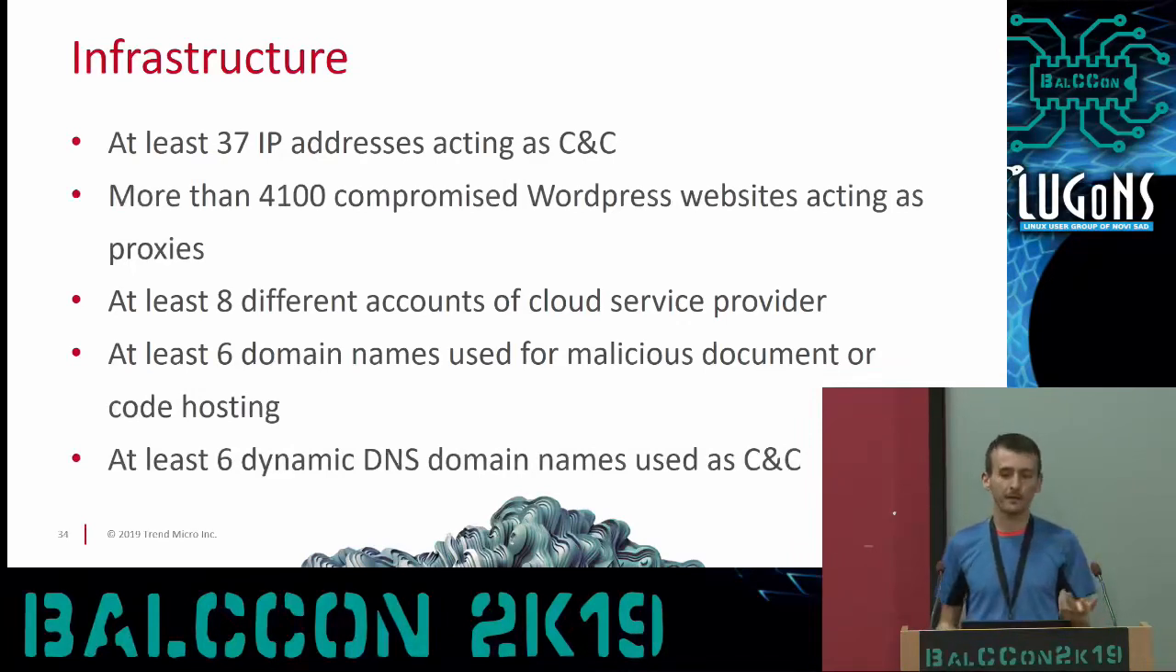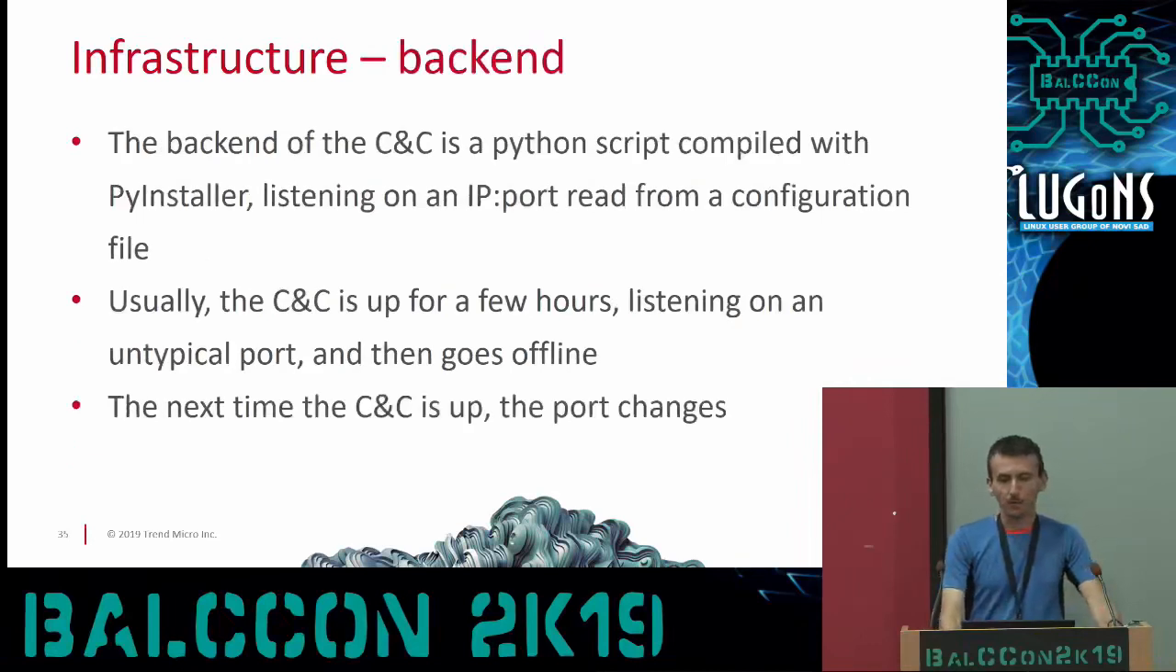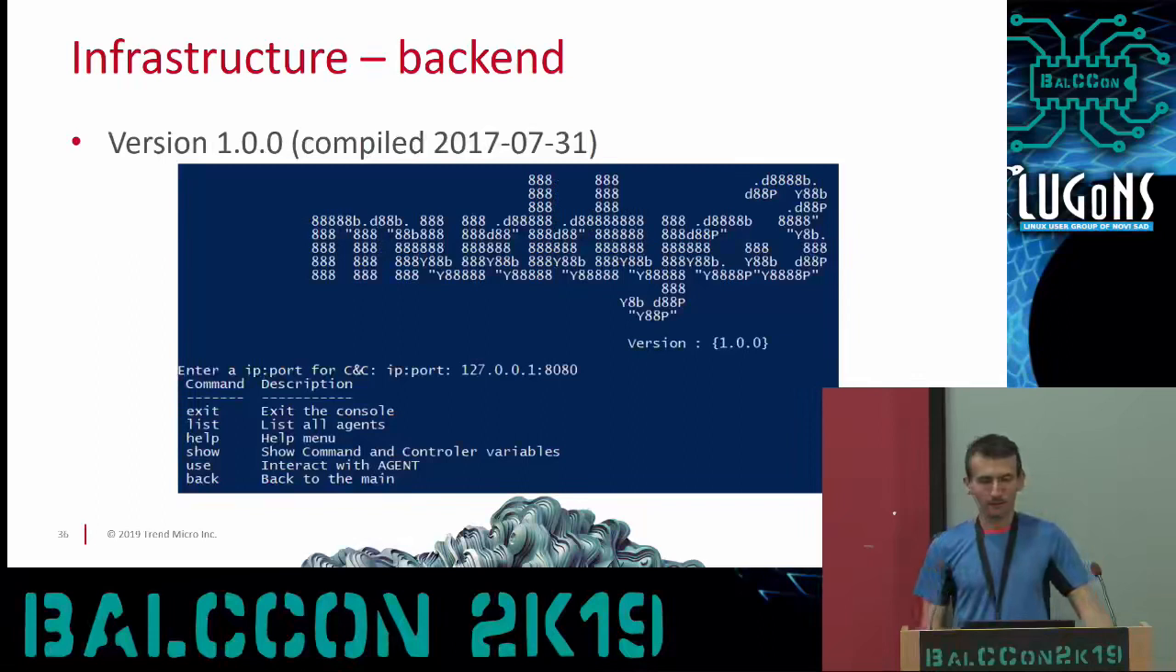For the infrastructure, this is the list of what we found during the research. We've been monitoring them for maybe 1 year, quite a long time, and we have seen at least 37 IP addresses used as CNC servers, and 4,000 plus compromised WordPress servers acting as proxies. We found different accounts for service providers, for DNS domain names, for dynamic DNS domain names, and so on. We also found some code which was running on the backend as a CNC server, and it was a Python script. So we found it, decompiled it, and analyzed it. This is how it looked.